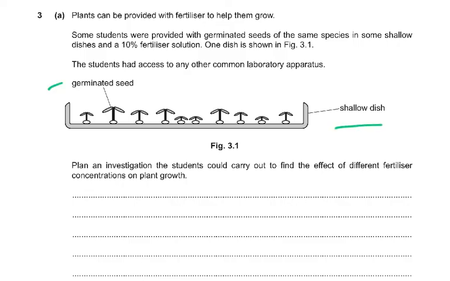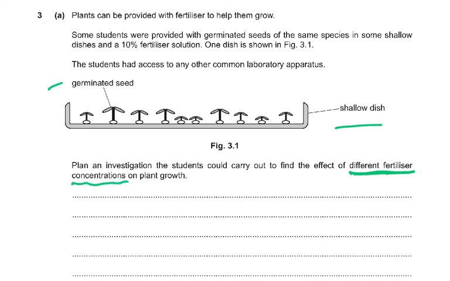and we have these. How many of these do we have? How many seeds do we have? Well, we haven't counted. Then we're provided with some germinated seeds. Plan an investigation the students could carry out to find the effect of different fertilizer concentrations on plant growth. So anything which we are going to change, different fertilizer concentration. That is what we have decided to change.